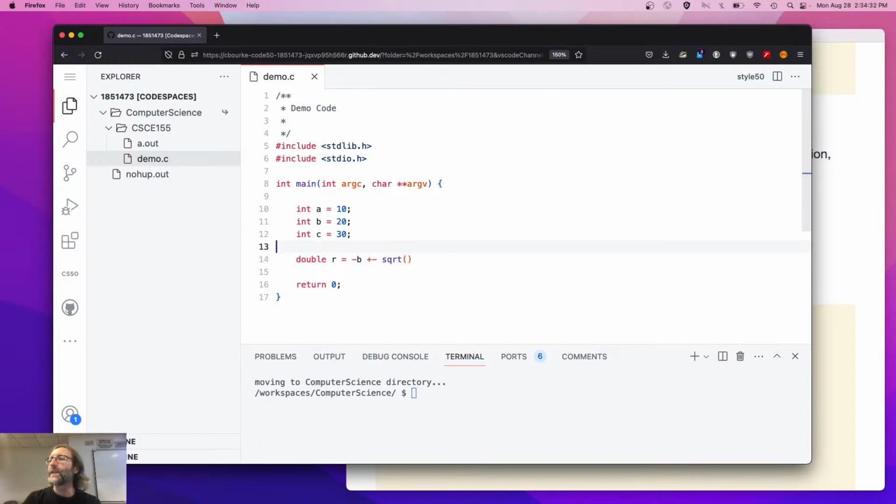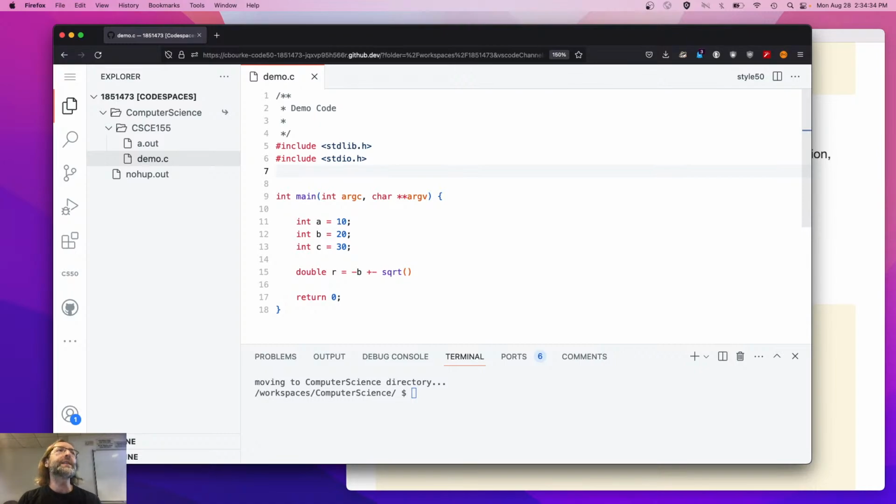SQRT. Okay. SQRT. And that's going to be a special function in a library. Right? It's going to be bringing a calculator into the mix here. It's not in the standard library because it's math. It's not in the input-output library because it ain't input-output. It is math. So let's go ahead and include the math library so that we can do things like square root. SQRT is short for square root.